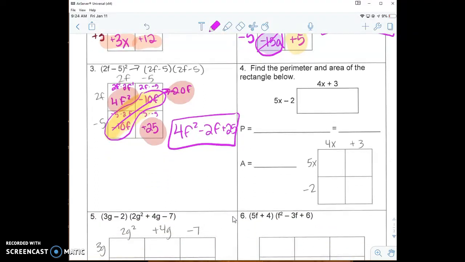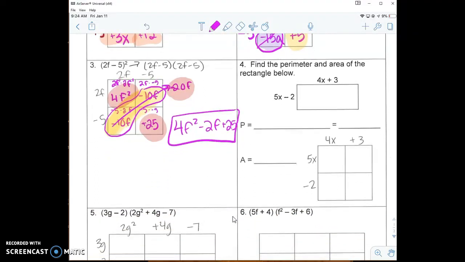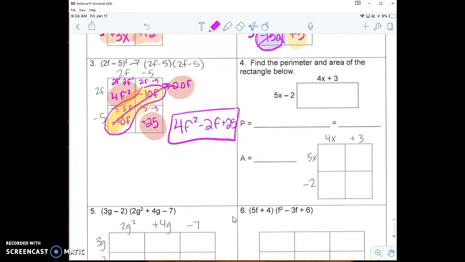Number 4, find the perimeter and the area of the rectangle below. Okay, perimeter means to add up all our sides. So I have 2 sides written down, but this is a rectangle, so I can go ahead and write down the other sides. I know they're the same. And for perimeter, we are looking for like terms.